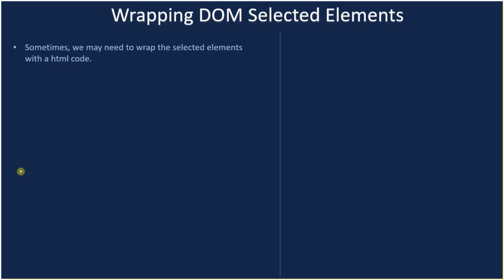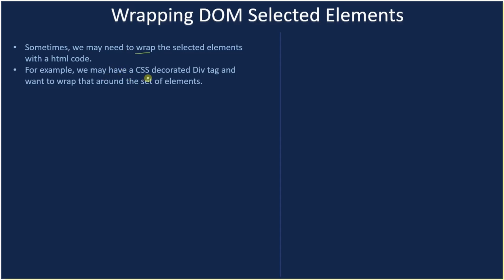Sometimes we may need to wrap the selected elements with HTML code. For example, we may have a CSS decorated div tag and want to wrap that around a set of elements. That means here we will be having the div tag and the content of the div tag will be empty. If we have a set of HTML elements and we want to place all those elements within the div tag, we can go for the wrapping technique.